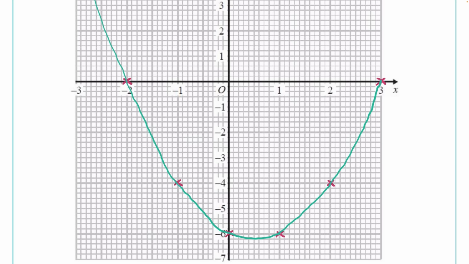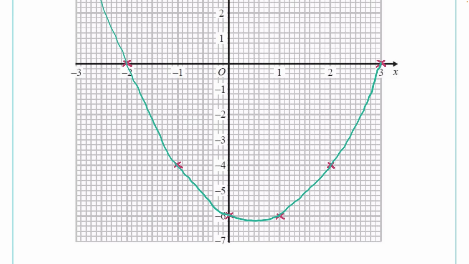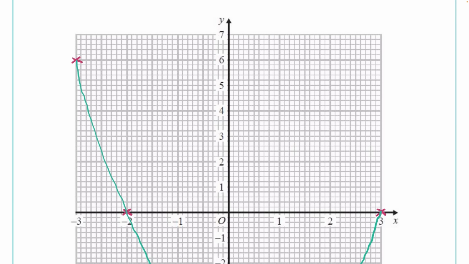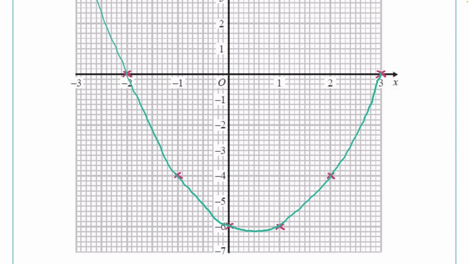So the next part, we just need to have a look and see if there's any other part to the question. For this one, there's not. So there we go. We've connected it up. We have all of the points joined up with a nice smooth curve, not using a ruler. And there we are. There is our quadratic curve.